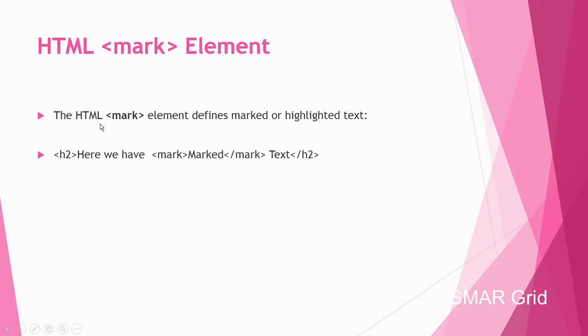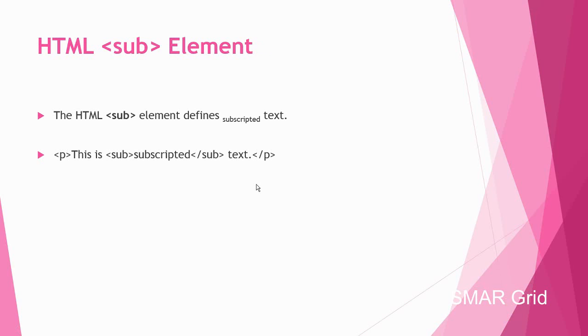Next we have mark, and if you want to show highlighted text, then you can use this mark element. Here we have a marked element, and the marked value will be highlighted. We will see this in an example in detail after the slides.